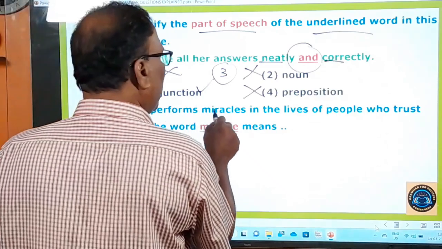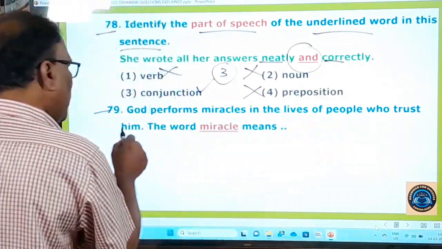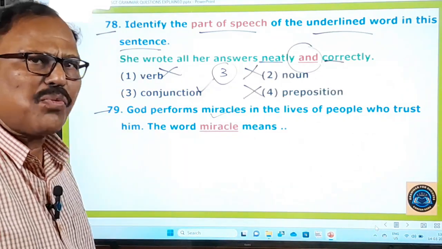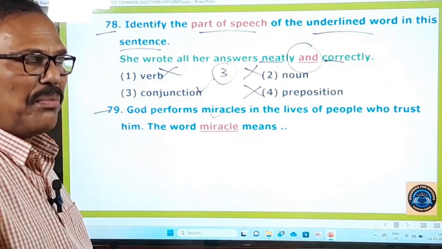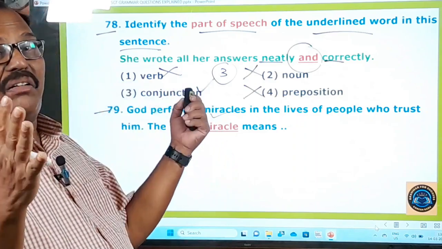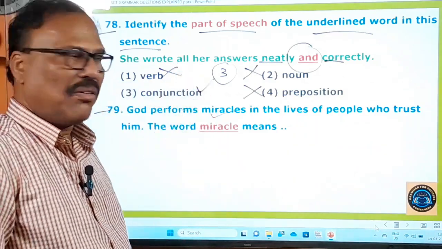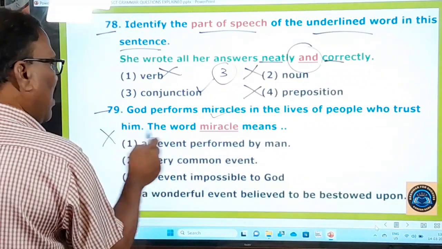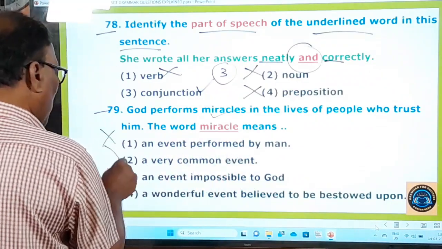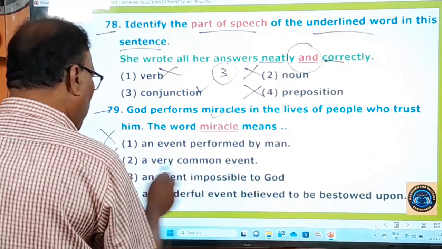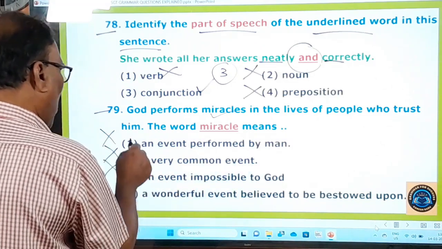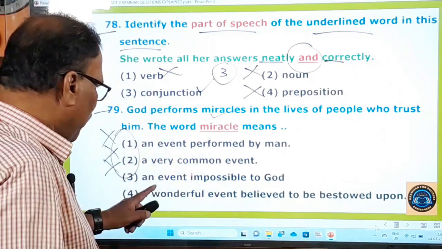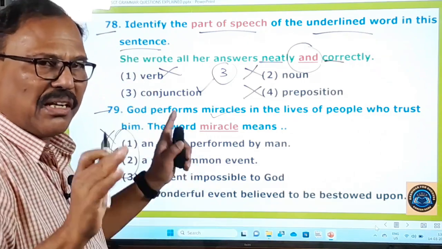God performs miracles in the lives of people who trust Him. The word miracle means what? In Telugu, adbhutamu. It's a miracle. Okay. What is that miracle? An event performed by man? No. A very common event? No. An event impossible to God? No. A wonderful event. When all these three options are wrong, automatically the fourth one must be the right answer.